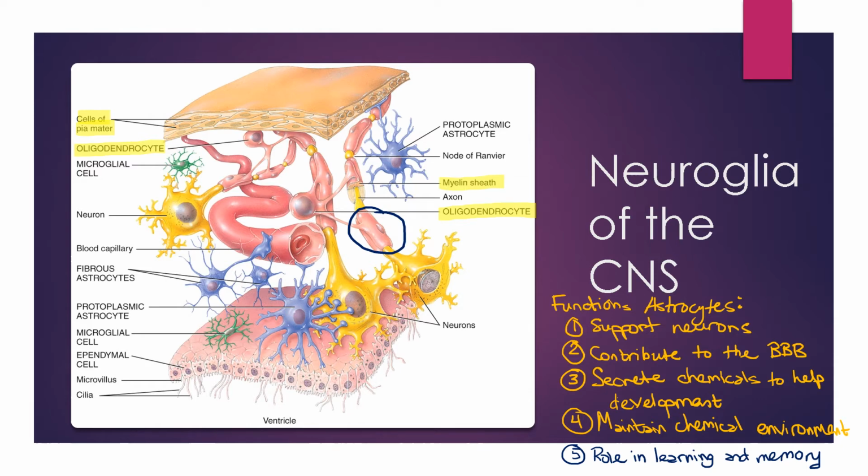So this myelin sheath is going to be a multi-layered lipid and protein covering around some axons, and it's going to insulate them and increase the speed of nerve impulse conduction. So it's a lipid and protein layer. Its function is to insulate the axons and increase nerve impulse conduction speed.